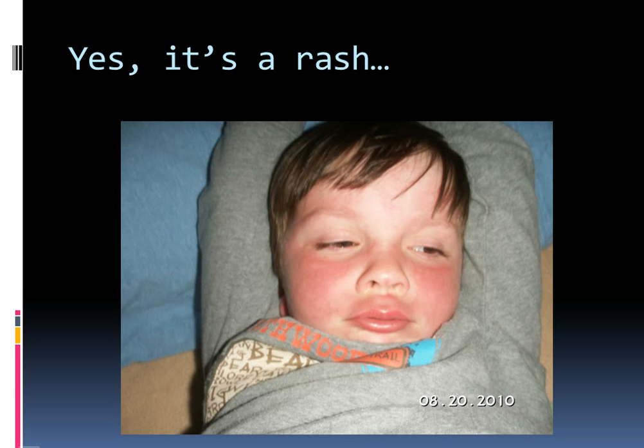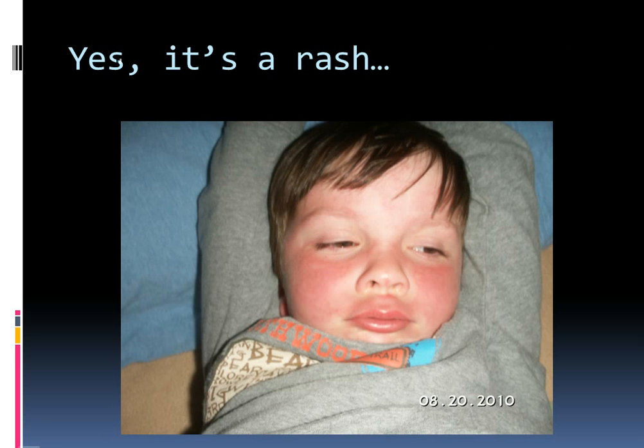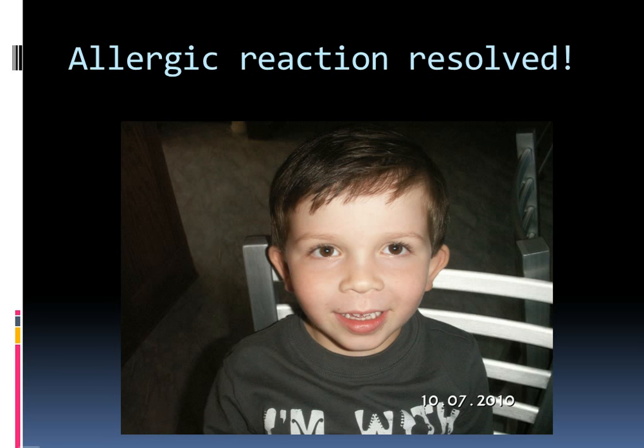Typically, kids are not going to just look away from you. They're typically going to look at you because they want to see what's coming at them or who is coming at them. All right, so allergic reaction is resolved. Same little boy. So this is him before, looking fairly sick, not feeling good. And this is him after he gets some care at the hospital.